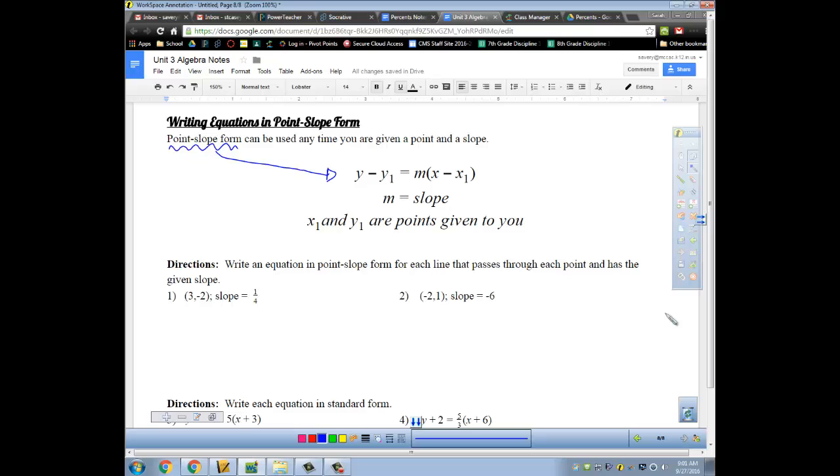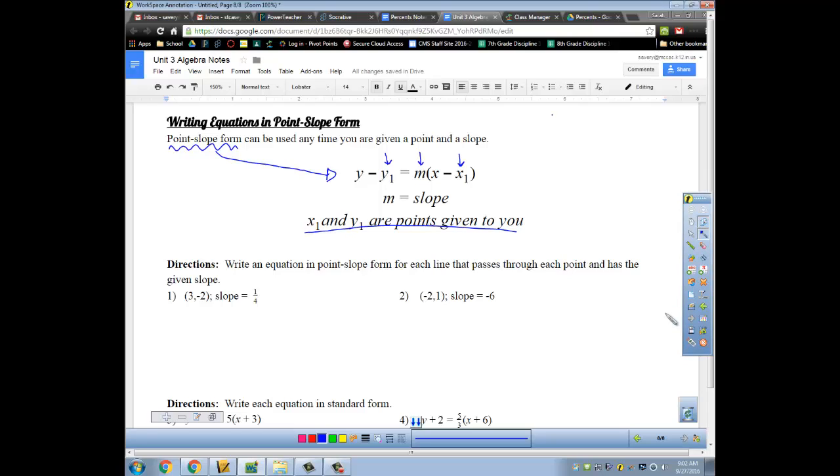So if you're putting it in this way, your y value is going to go here, your x value goes here, and your slope goes here. Your y and your x will stay in the equation. So it says x1 and y1 are points given to you.